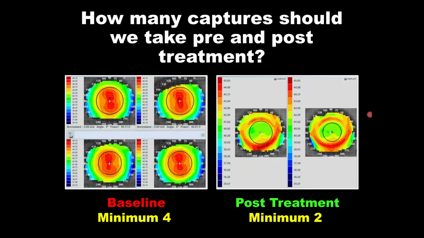Now, how many maps do we take pre and post treatment? And the story is you want to take 4 before Ortho-K. You want multiple maps to design your initial lens from.